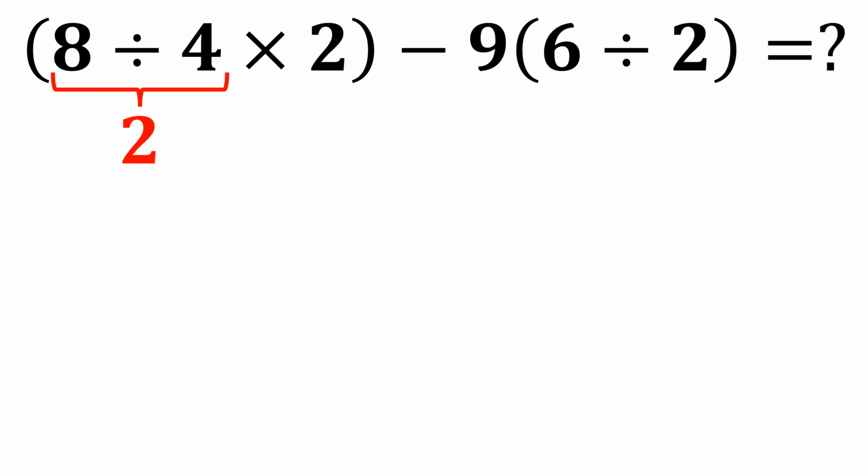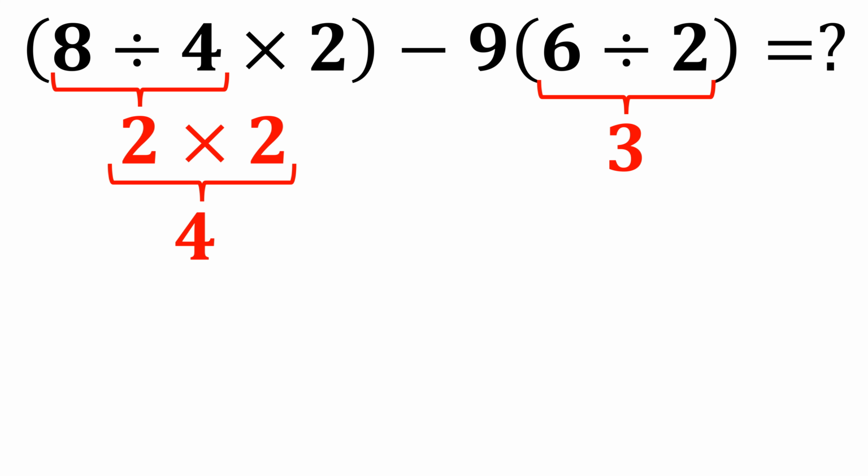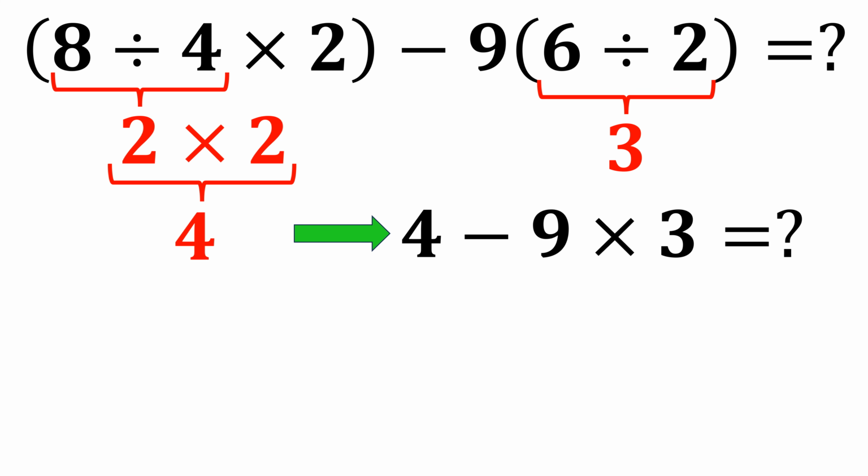So 8 divided by 4 equals 2, and 2 times 2 equals 4. The result of the second parentheses is 6 divided by 2, which equals 3. The expression becomes 4 minus 9 times 3.